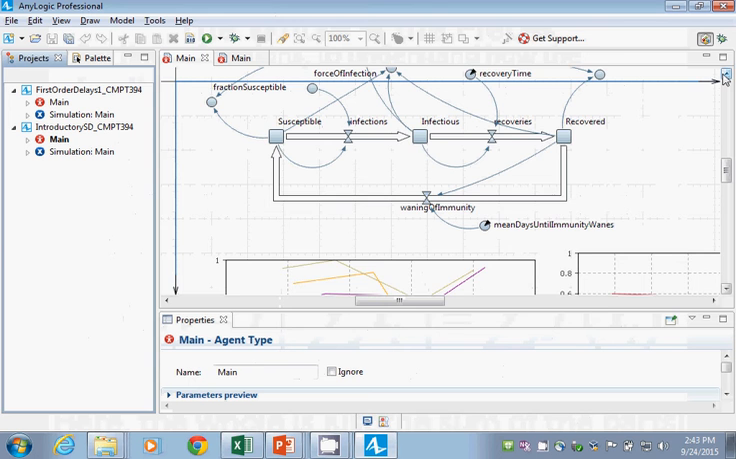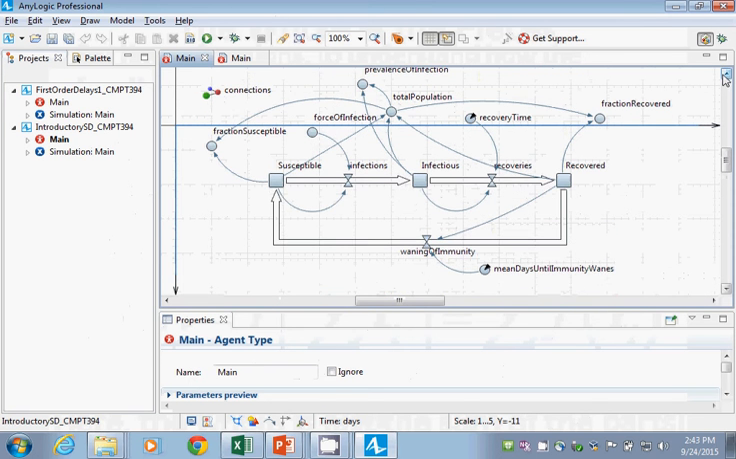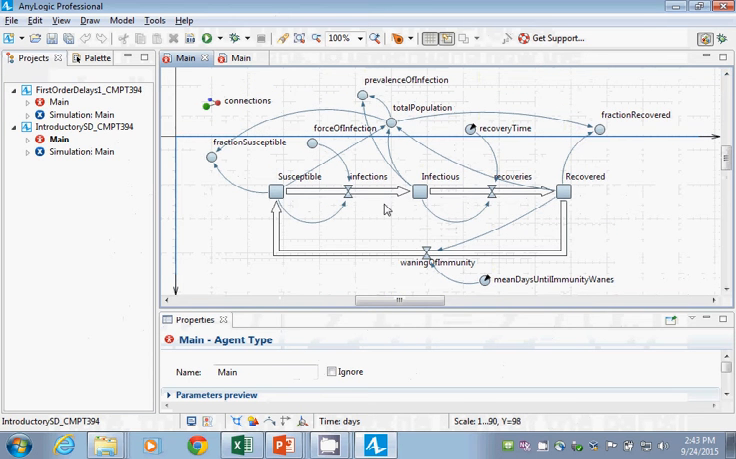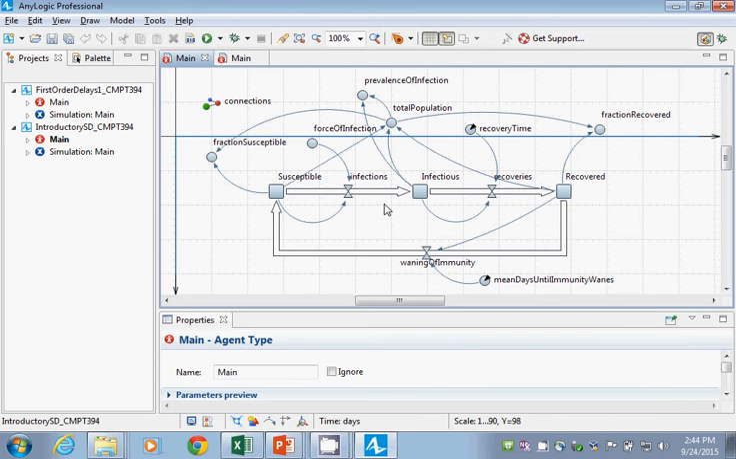Now, I think it was two sessions ago, we built a model like this. It was called Introductory SD model. I called it Introductory SD CMPT 394. And we divided a population into susceptible, infectious, and recovered. Do you remember that? Do you remember this model? Do you have access to it?